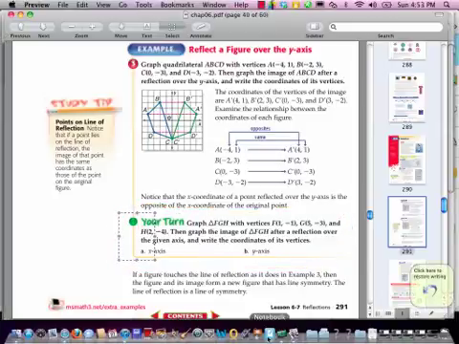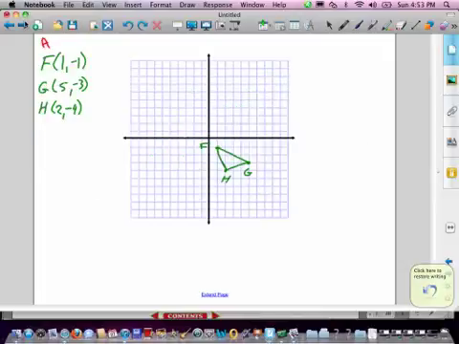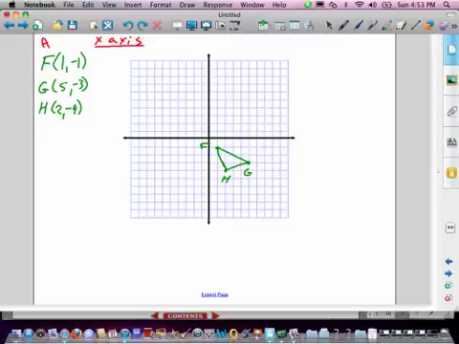Okay, let's go back to here to take a look at these, and you're supposed to graph them and also give the new coordinates. So the first one you did over the x-axis. So if we did this over the x-axis, remember then our y coordinates are going to change. So F prime is going to be 1, 1. G prime is going to be 5, 3. H prime is going to be 2, 4.